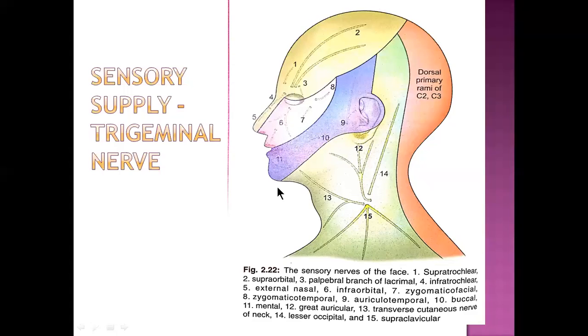Auriculotemporal, buccal, mental, auricular, squamous, lesser occipital, supraclavicular. But try to remember these sensory nerves, all of them come from the trigeminal. Okay, you get the ophthalmic division, the maxillary division, and the mandibular division. So try to remember the sensory nerve that comes from the fifth cranial nerve, which is known as the trigeminal nerve.